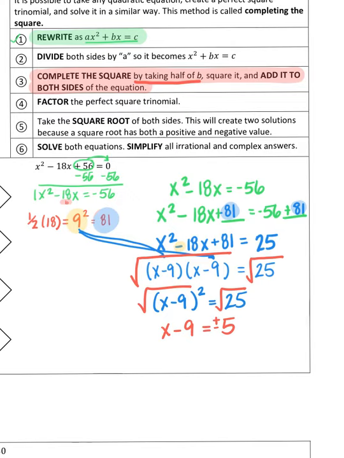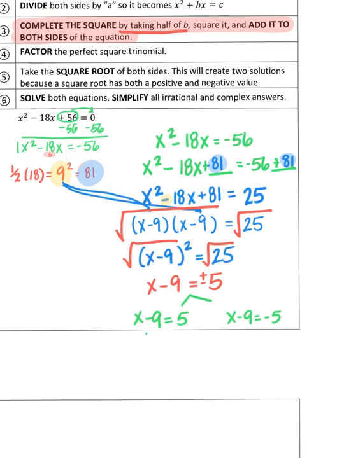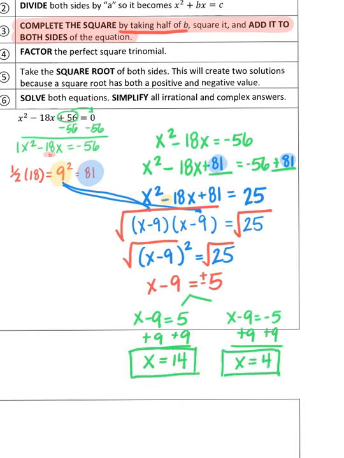And then we just need to separate this into two. X minus 9 equals positive 5. X minus 9 equals negative 5. Okay? Add 9, and we get x equals 14. Add 9, x equals 4. There are our two answers.